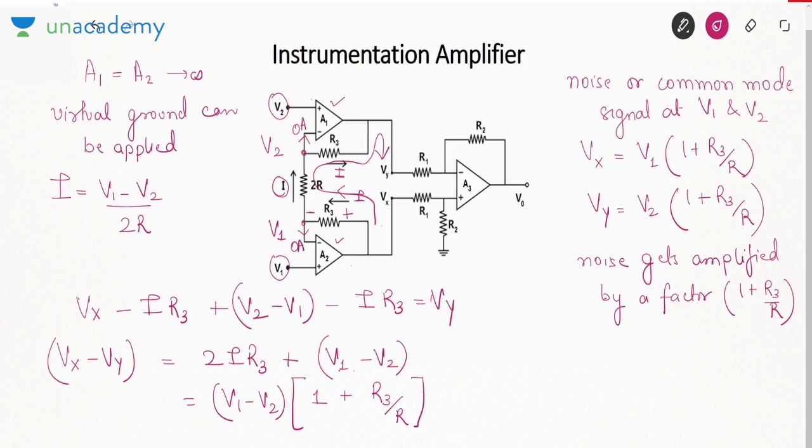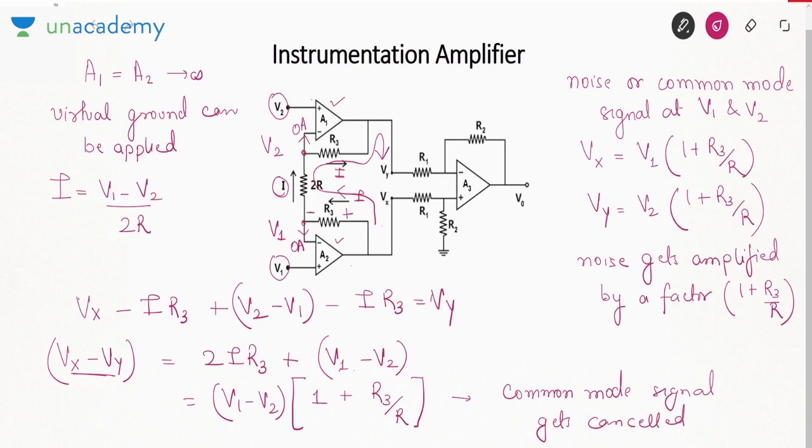So what is happening here is Vx and Vy cannot be individually computed. We are directly computing the value of Vx minus Vy. So you can say common mode signal, the signal that is common to both V1 and V2, gets cancelled.